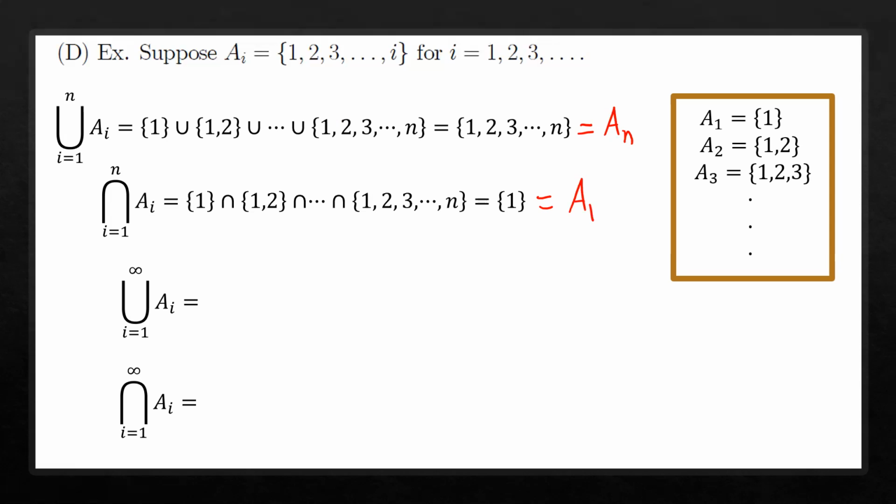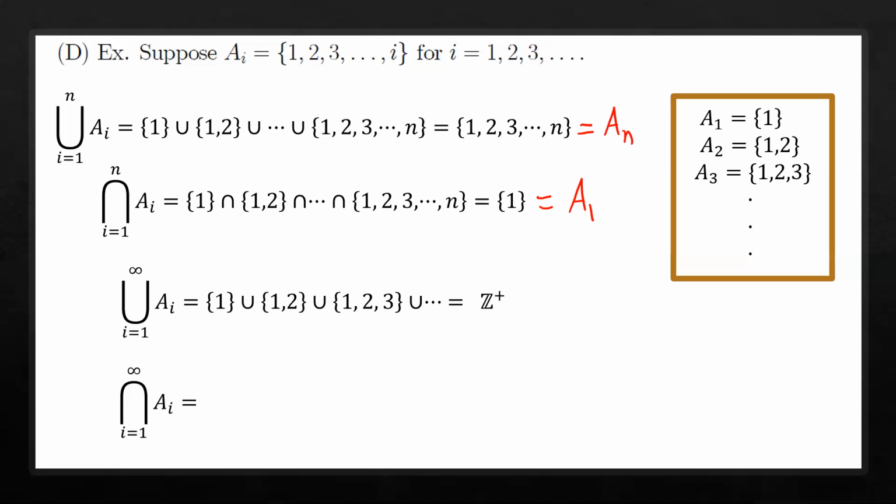Keep going. What's it look like if I take the union of A sub i's from 1 to infinity? This one requires some thought. What's that going to go off to? Well, it doesn't stop at the set that contains 1 through n, because then it goes on to the next, and then the next, and then the next. This will be the set of positive integers, right? It will keep going on up to infinity until it's the set of positive integers.